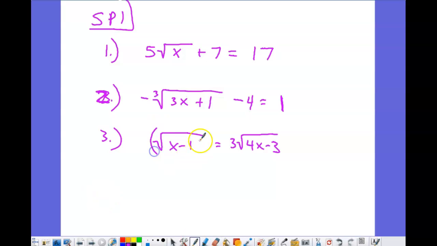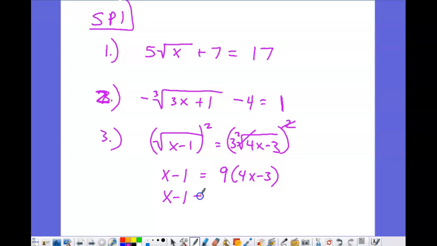So here's what I want you guys to catch on this one. Guys, when you square both sides, you have to square that 3 also. Okay? So this is going to be x minus 1 equals 9 and the 4x minus 3. The square cancels out the root, but it also squares the 3, okay? So you're left with 9 parentheses 4x minus 1. So let's see if that's going to give us a good answer.